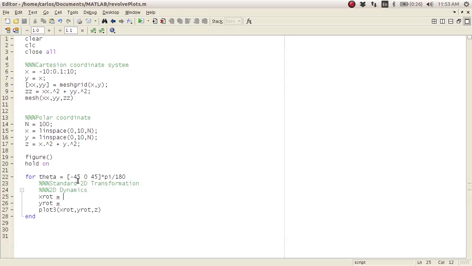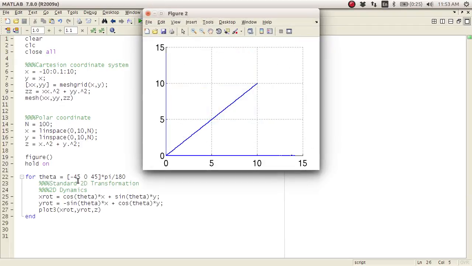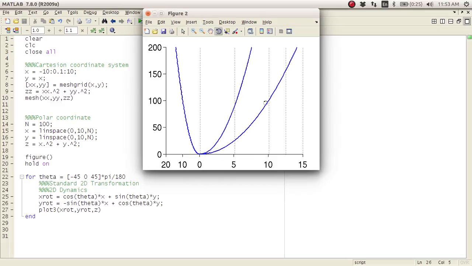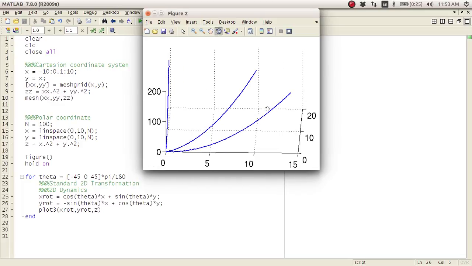If you haven't, I apologize. But basically, it's going to be cosine of theta times x plus sine of theta times y. And then this is going to be minus sine theta times x plus cosine theta times y. And hopefully, if I did my math correctly, I've got my three lines there. So there's the first curve, and then the minus 45 curve, and then the plus 45 curve.